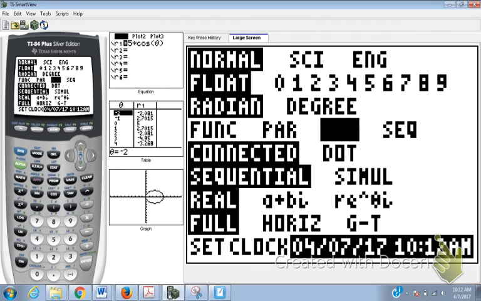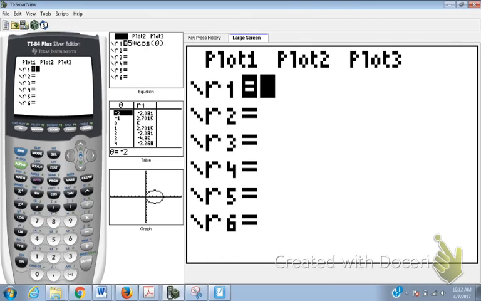As soon as we're in those two modes, go ahead and hit y equals. And you'll notice it doesn't say y equals anymore. It says r equals. Go ahead and hit your x button, pretending like you're doing y equals x. You no longer have an x. You now have a theta. That tells you you're in polar equation.